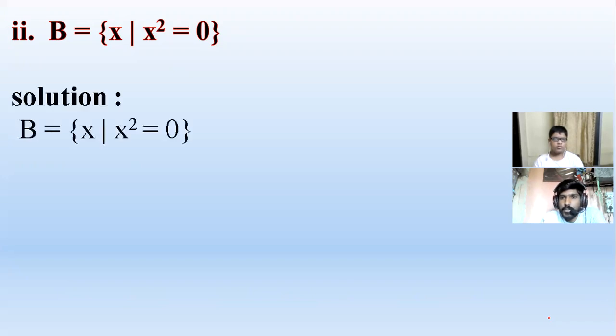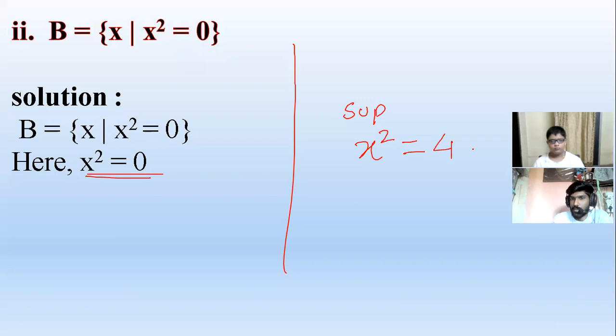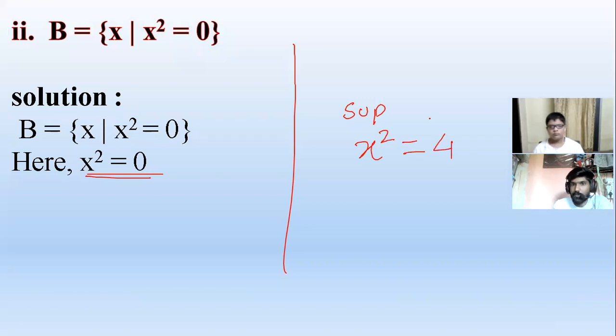Okay, second one. We have to decide whether it is empty or not. Can you read? Set B is the variable x such that x square equals 0. So the equation here is x square is equal to 0. How will you find the value of x? Suppose you have x square is equal to 4. How will you find out the value of x?